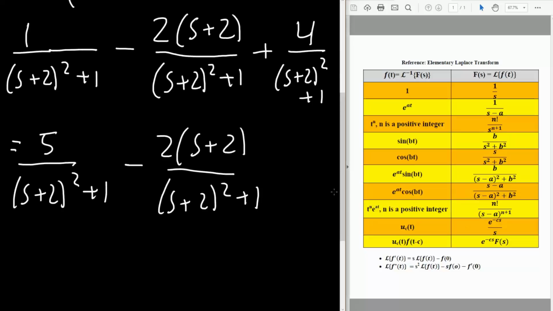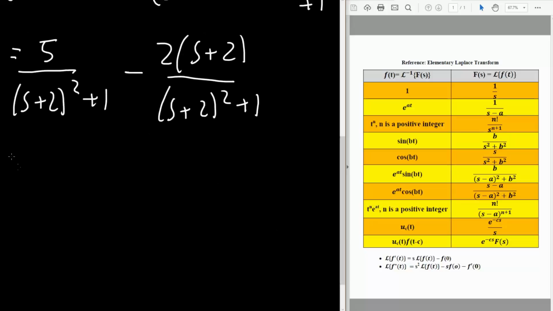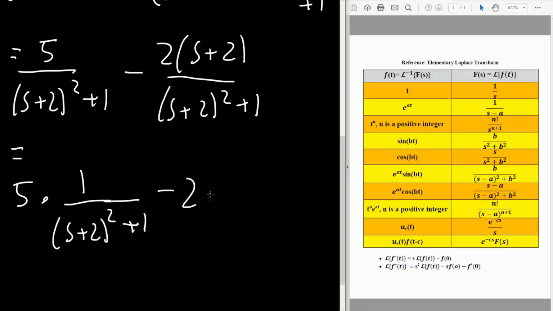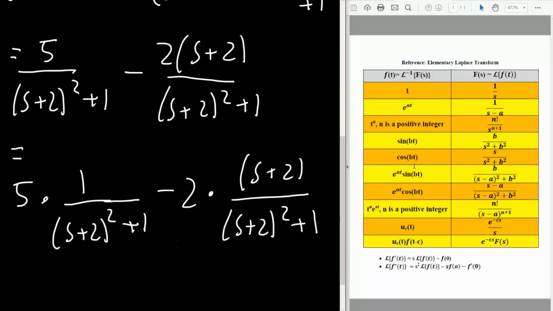And I'll make it even more obvious. Let me scroll down a little bit. To make it even more obvious, I'll say it equals 5 times 1 divided by (s plus 2) squared plus 1 minus 2 times (s plus 2) divided by (s plus 2) squared plus 1. And now it should be very apparent.